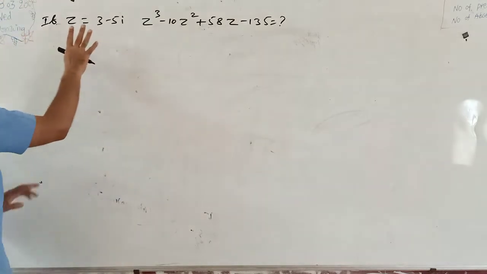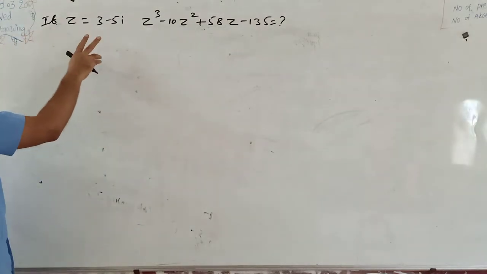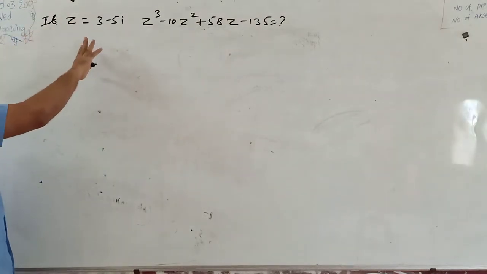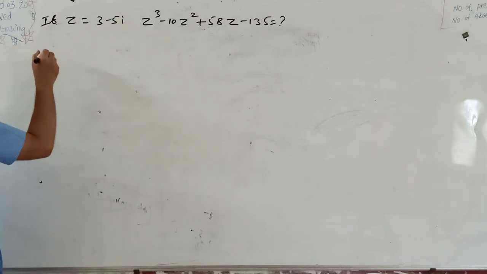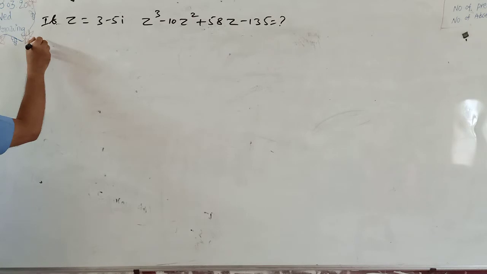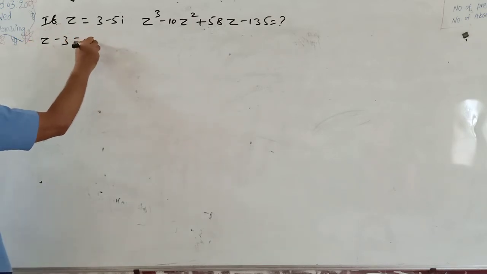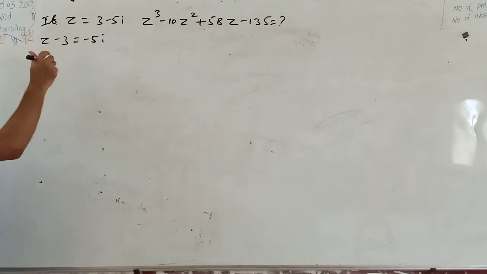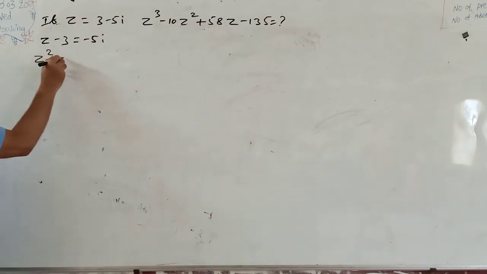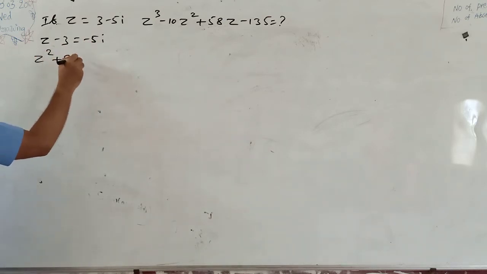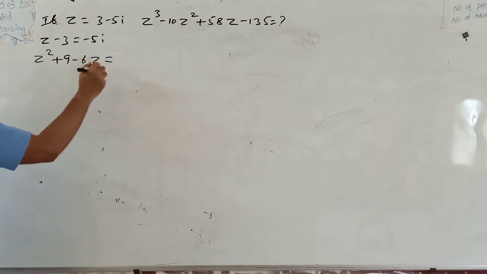Working rule: first, form the second degree equation in the variable z by eliminating i. By eliminating i means send the real number to the left side. Now squaring on both sides. Z square plus 9 minus 6z.